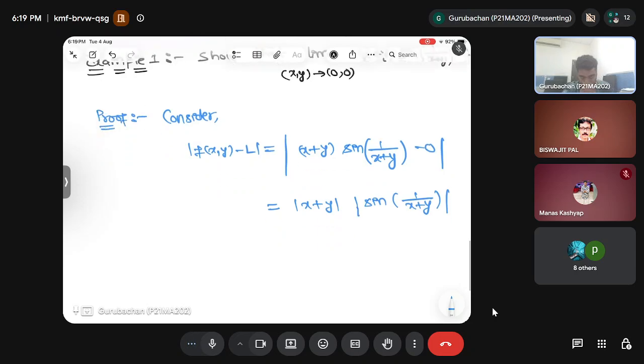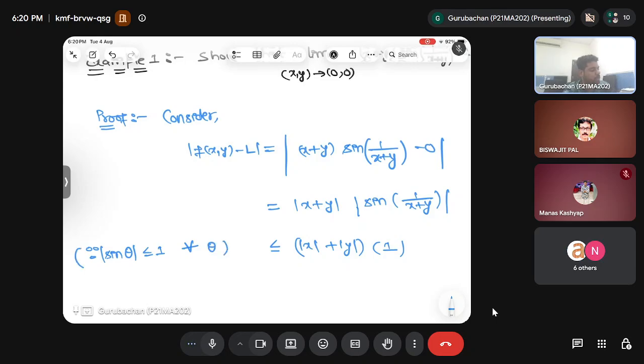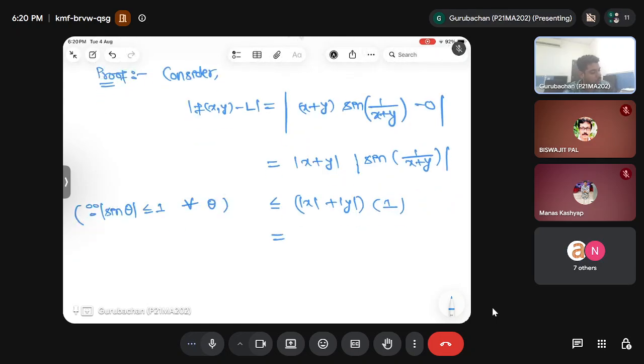Now tell me, is sine theta bounded? Yes, it is bounded, by 1 and 0, maximum 1, because the mod of sine theta is less than or equal to 1 for all theta. Okay, so you got that this is mod x plus mod y.